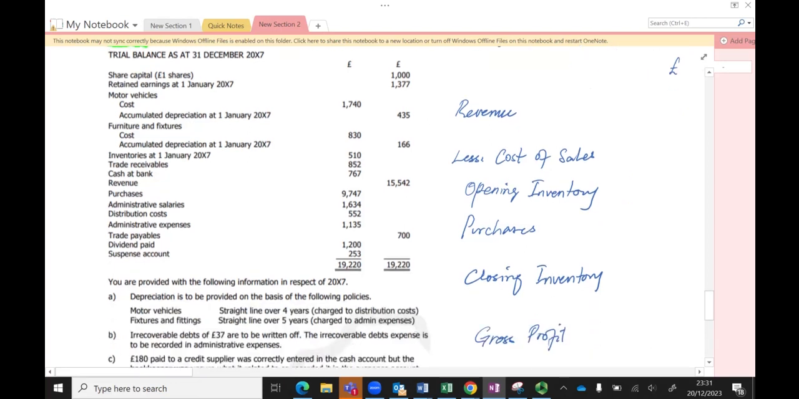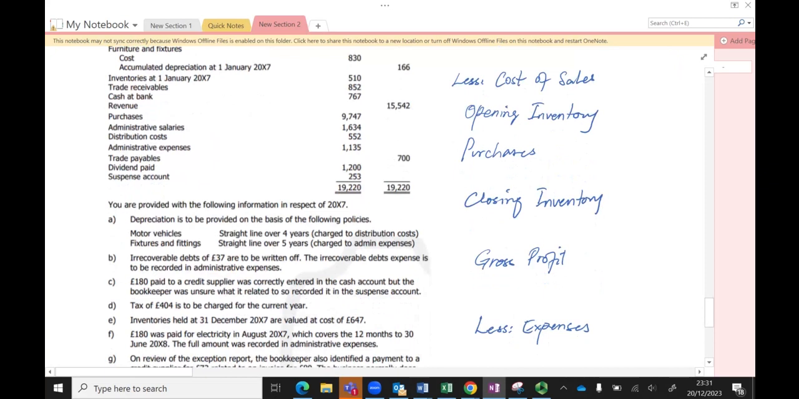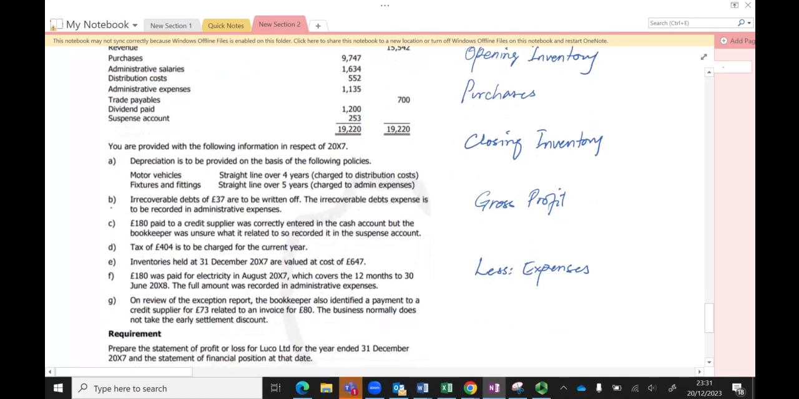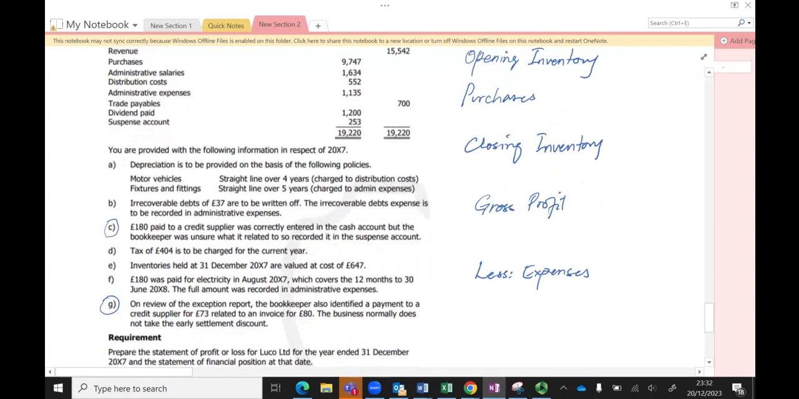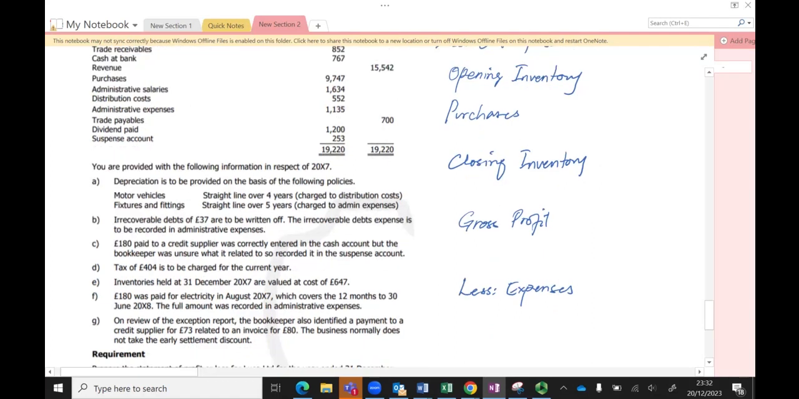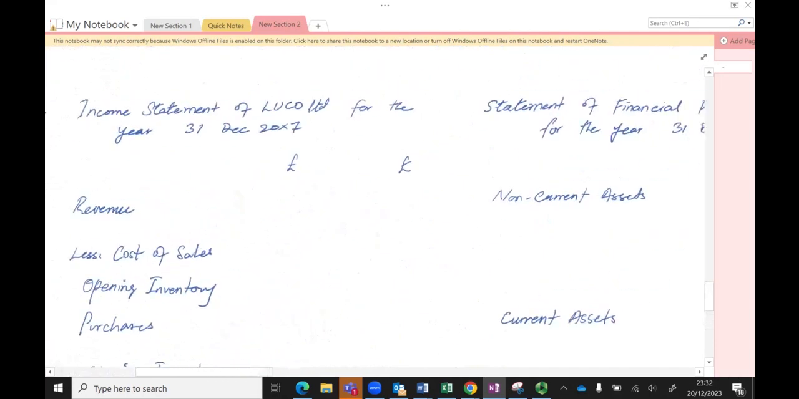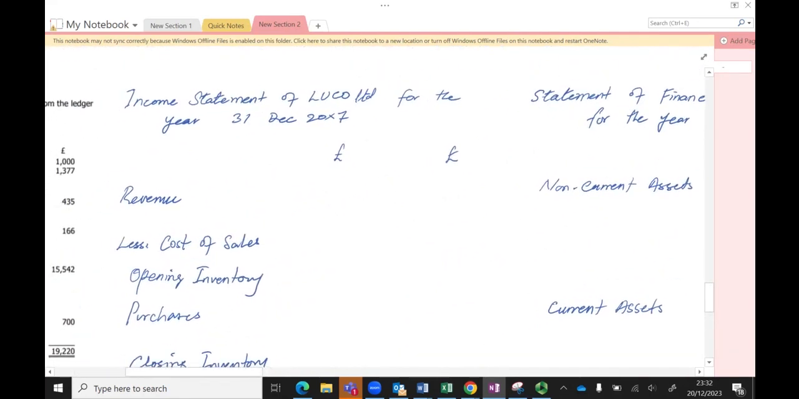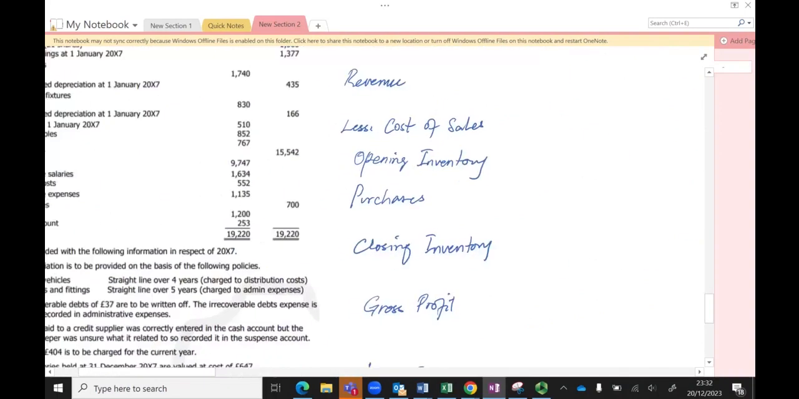So this trial balance has been prepared, and we are given some notes. For example, one note is over here, G, and the other note is C, in which I will be dealing with the suspense account, and at the same time I'll be preparing the income statement. Right, starting from the top of the trial balance, as you can see, I have already prepared the format of income statement and statement of financial position.